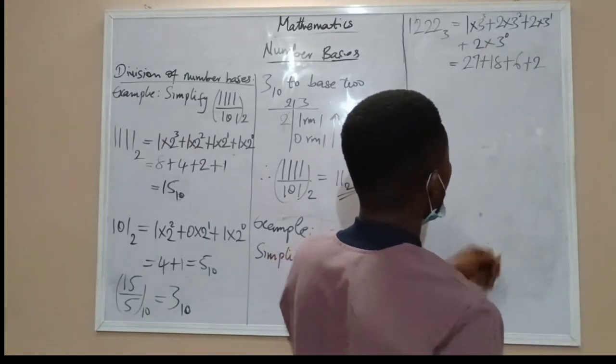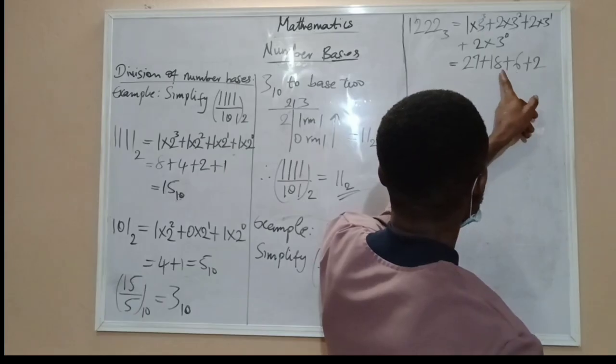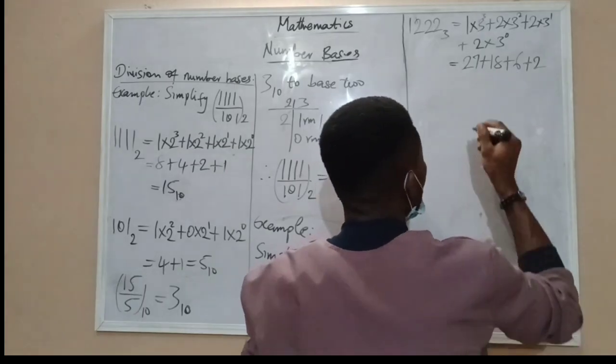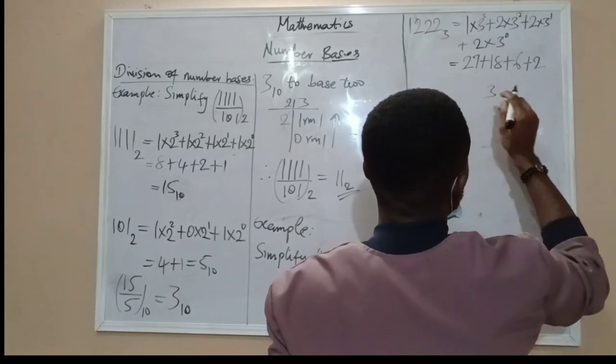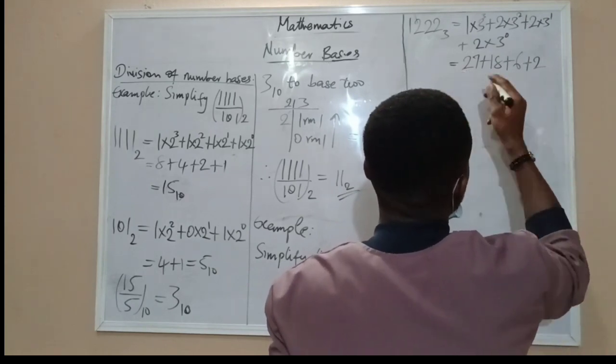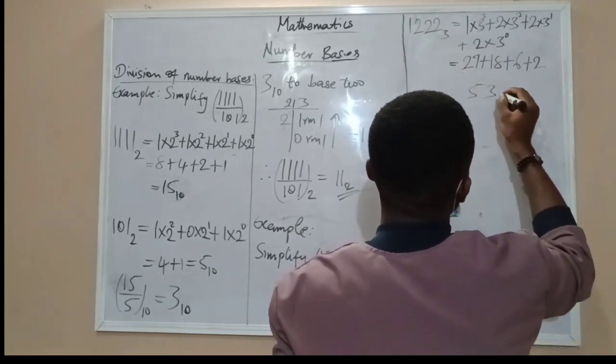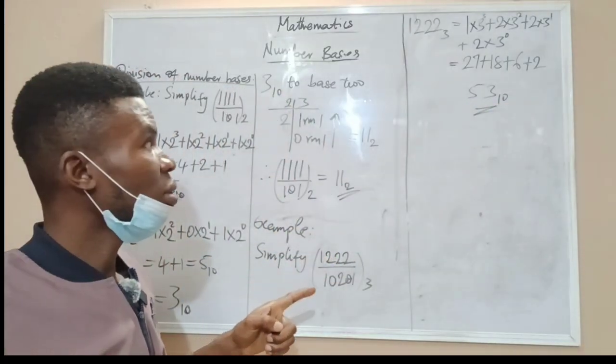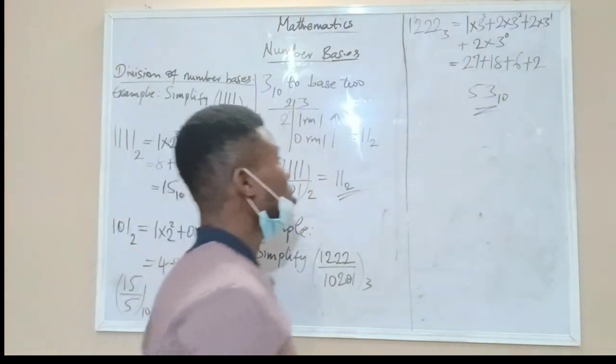Now if you add, we have 8, 16, 23. We have 3, 4, 5. I have 53 in base 10. That is for the numerator. Now let's go for the denominator.